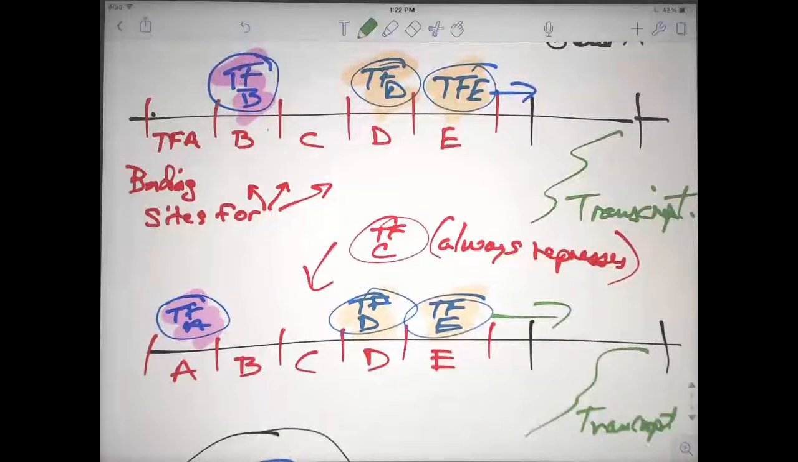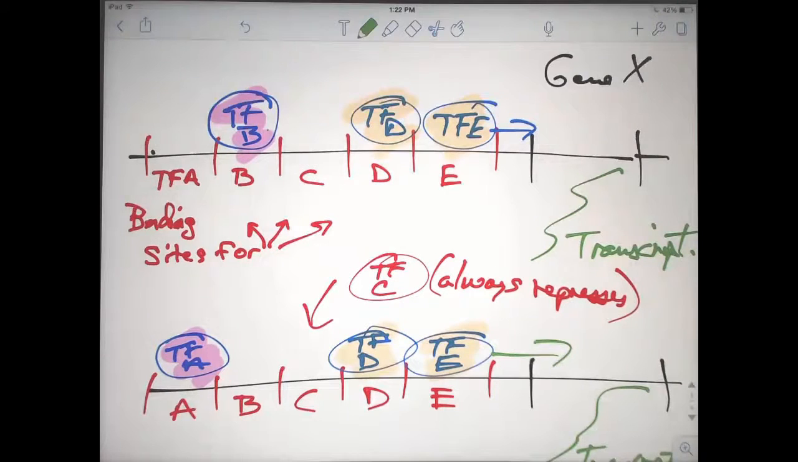I've shown 5 transcription factors here, but with dozens or hundreds of transcription factors, it's easy to imagine how the same target gene, gene X, could wind up being expressed in many different cells, and in each category of cell, it's a different specific combination of transcription factors that causes transcription of gene X and translation of gene X.